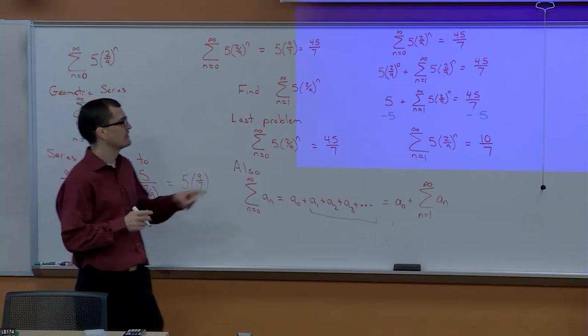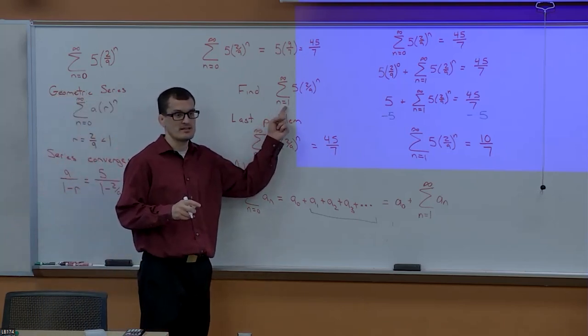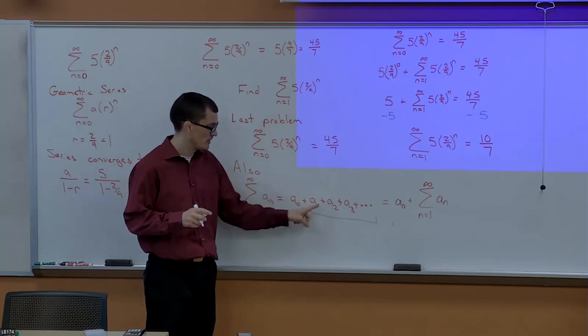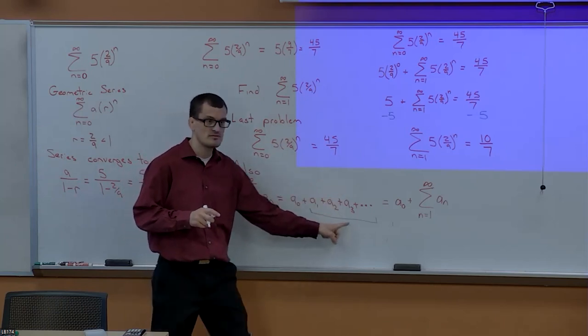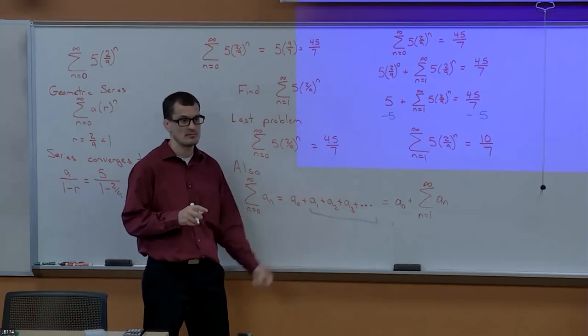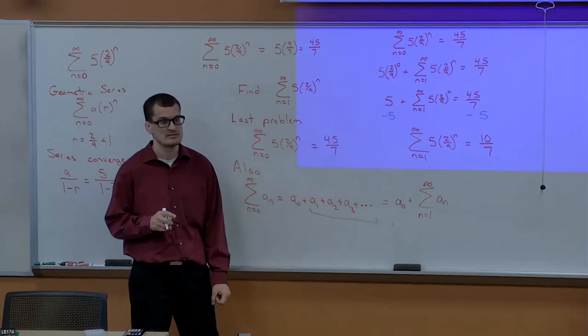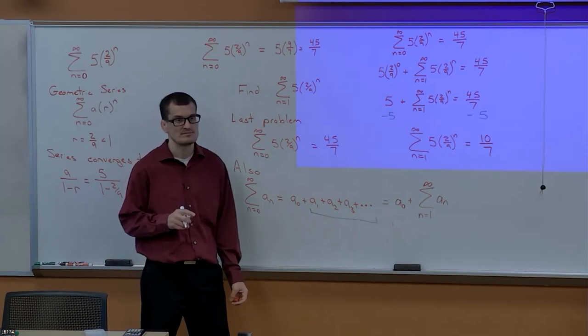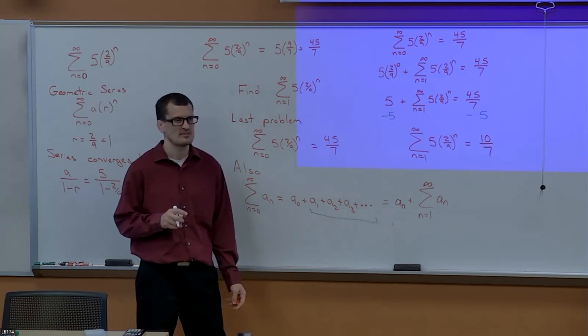Now, what would happen if we started our count at 3? N equals 3. Well, you just take the 0, the 1, the 2 terms, lop them off, right? We're just dealing with the first 3 terms. Lop those off, and we're done. Does that make sense?